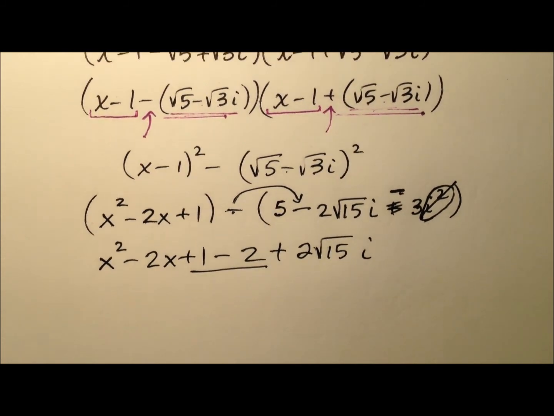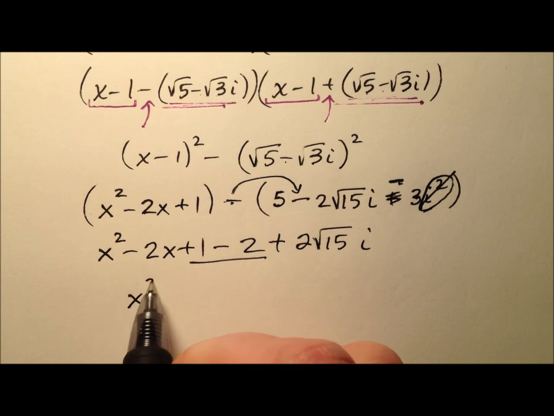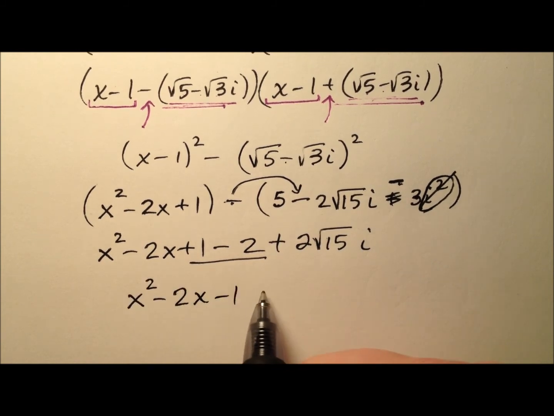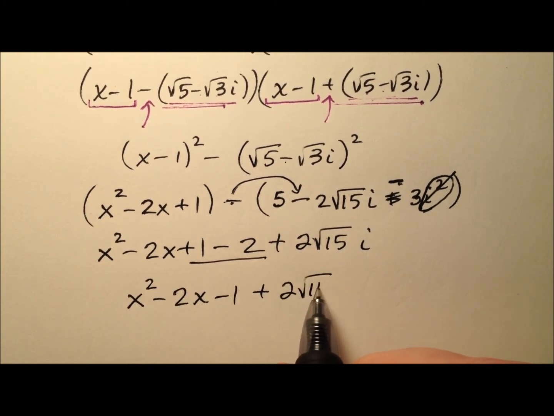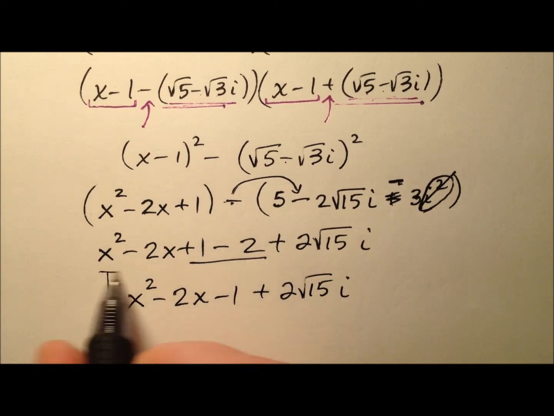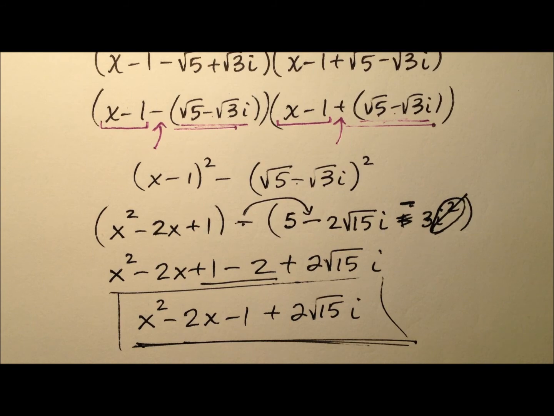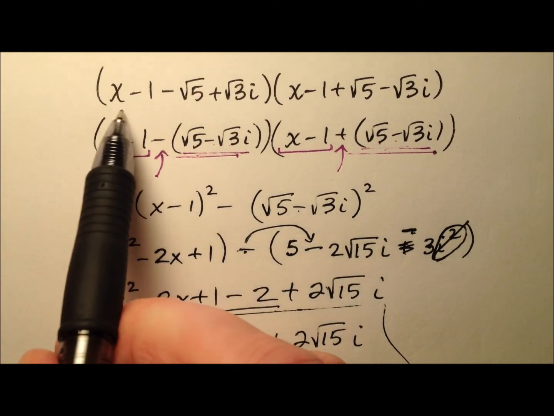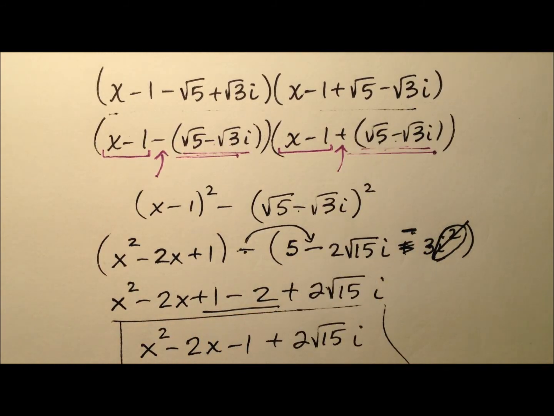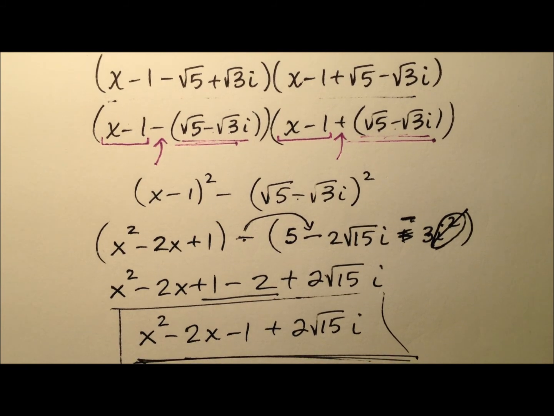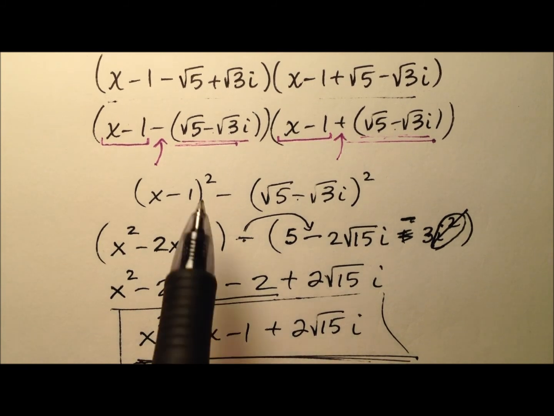We have two like terms here in the middle. So x squared minus 2x minus 1 plus 2 times the square root of 15i. And this expression with only 4 terms is what I get when I multiply these two expressions together. And so I did it in much, much fewer steps.